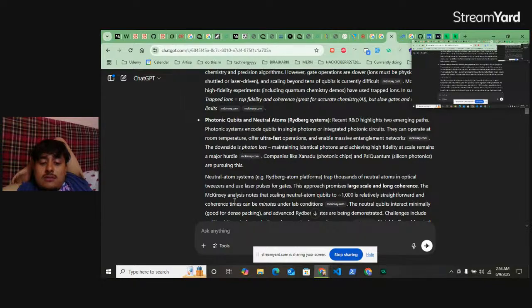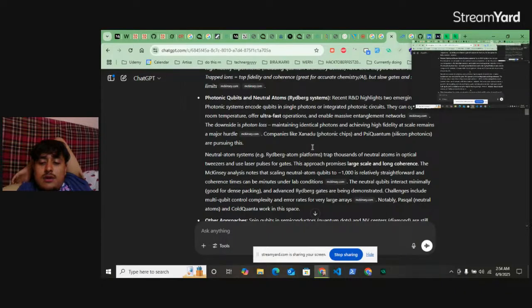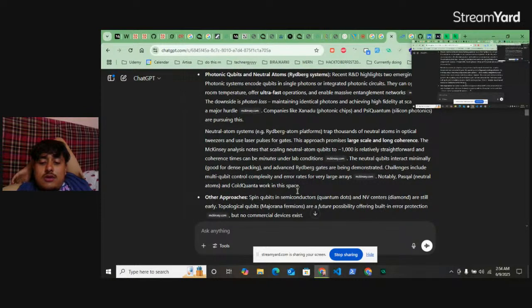Neutral atom systems trap thousands of neutral atoms in optical tweezers and use laser pulses for gates. This approach promises large scale and long coherence. The McKinsey analysis notes that scaling neutral atom qubits to 1000 is relatively straightforward and coherence time can be in minutes under lab conditions. Neutral qubits interact minimally, good for dense packing, and advanced circuits are being demonstrated. Challenges include multi-qubit control complexity and error rates for very large arrays. Notably, Pasqal and others are working in this space.